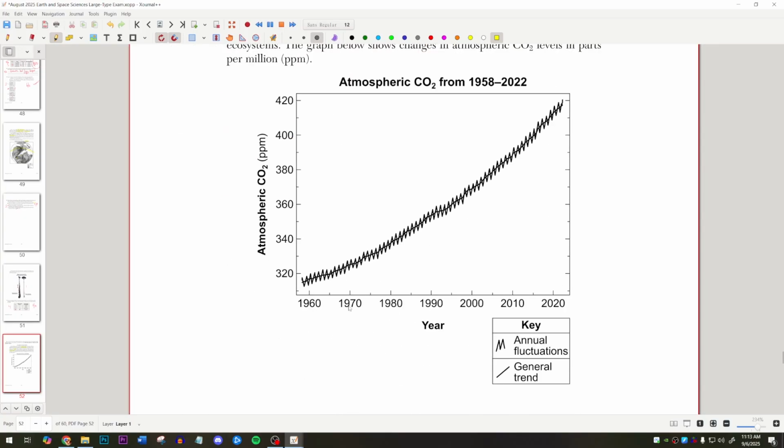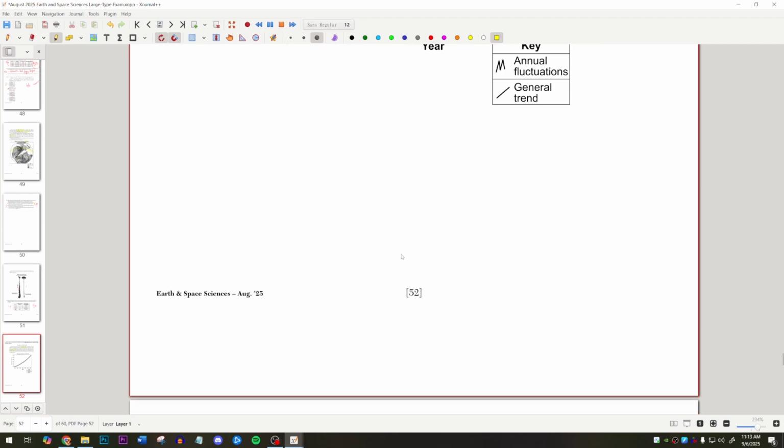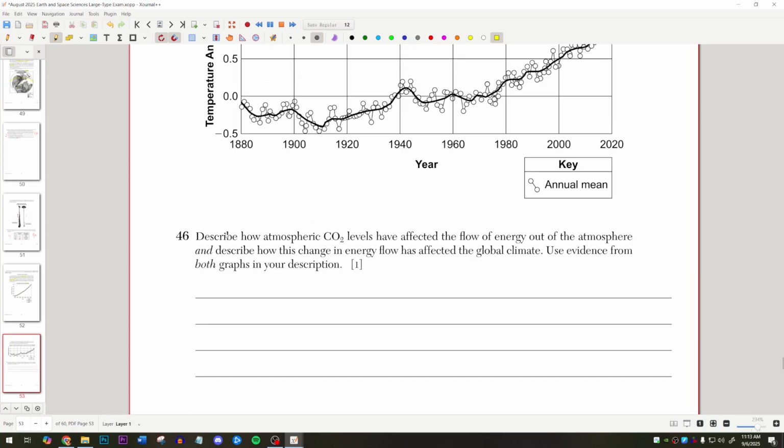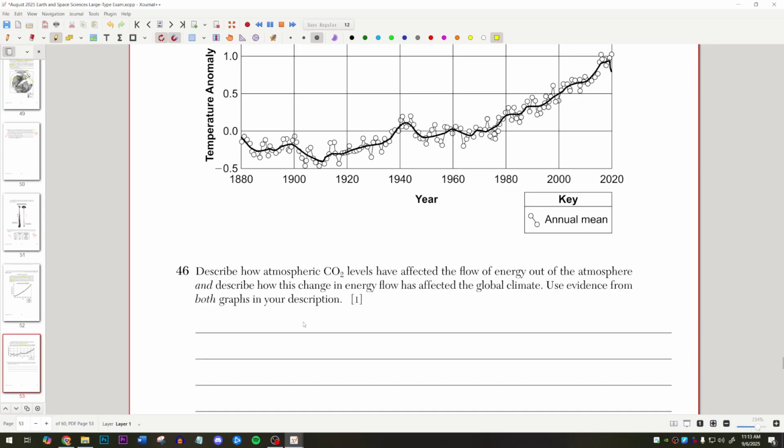So over time, CO2 went up. Air temperature also went up. Hopefully, this seems like it's going to be easy. Describe how CO2 levels have affected the flow of energy out of the atmosphere, and describe how this change has affected global climate. Okay.